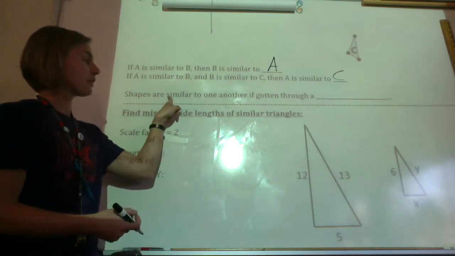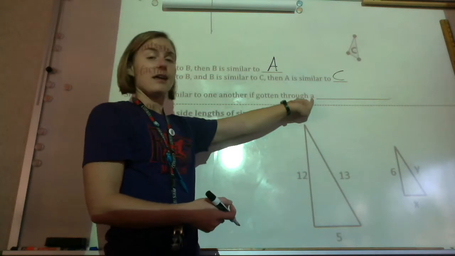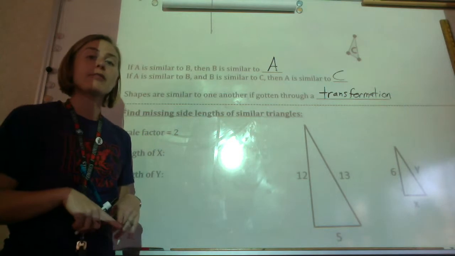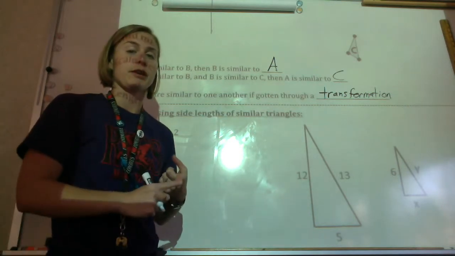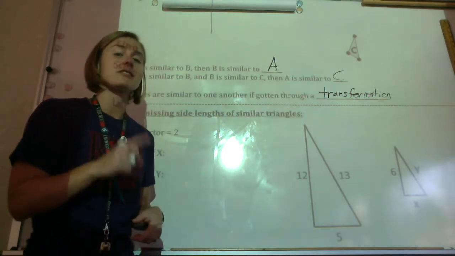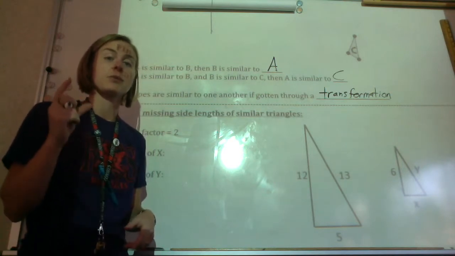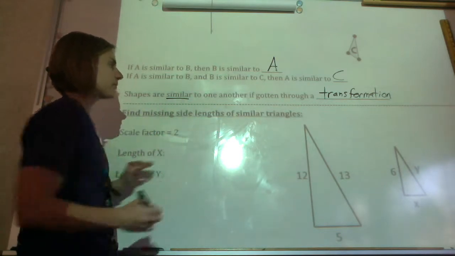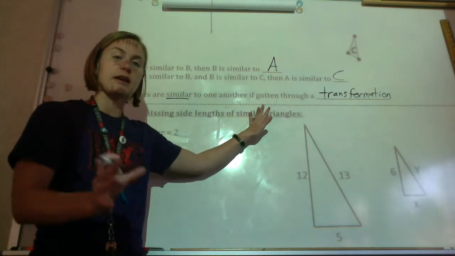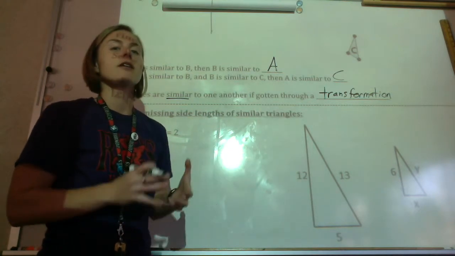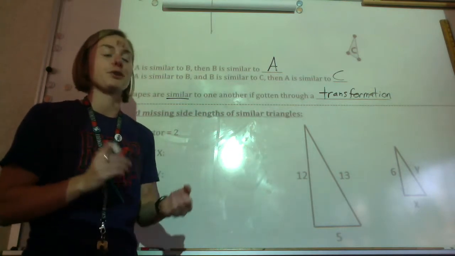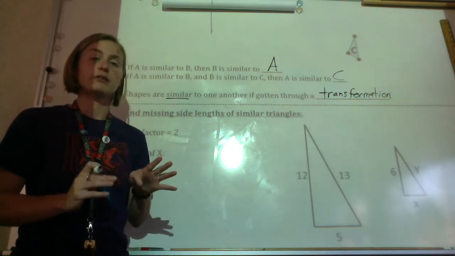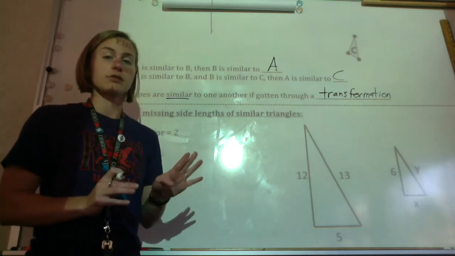Shapes are similar to one another if gotten through a transformation. Last unit, we talked about how things were congruent if they were gotten through an isometry. But dilation is not an isometry because it doesn't keep the shapes the same, because we're shrinking them or making them bigger. So things can be similar if they're gotten through a transformation. So that's all of our isometries plus dilation included. We can say that those are similar as long as we got through a rotation, a translation, a reflection, or a dilation. We can say that they're similar if you get it through those four transformations.